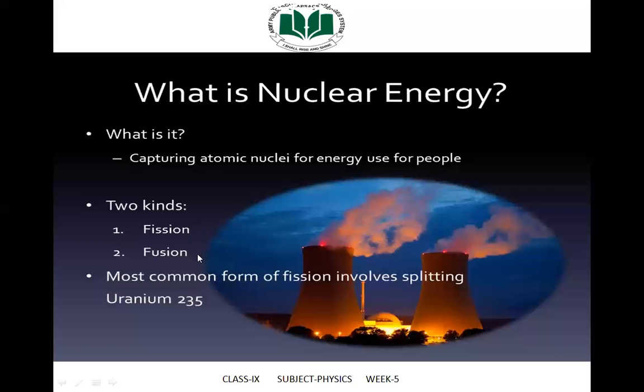There are two kinds, fission and fusion. Most common form of fission involves splitting uranium-235. What is fission and fusion? We will discuss in the next chapter in 10th class.